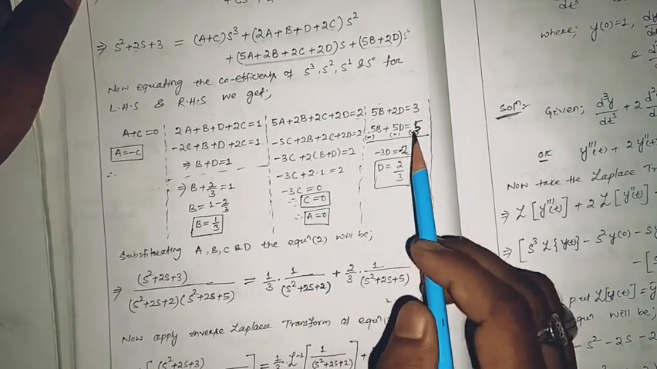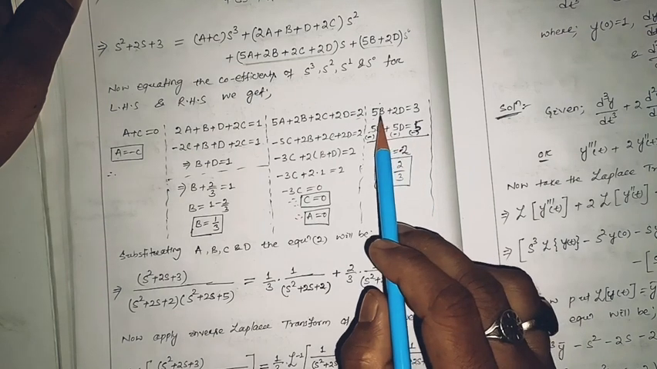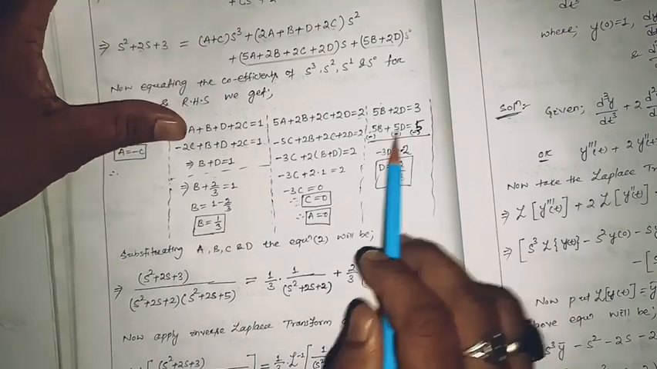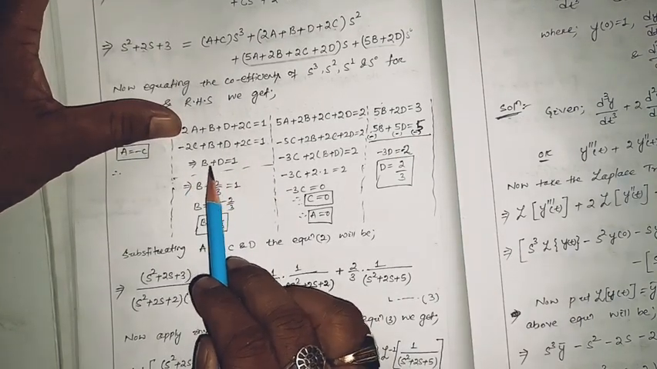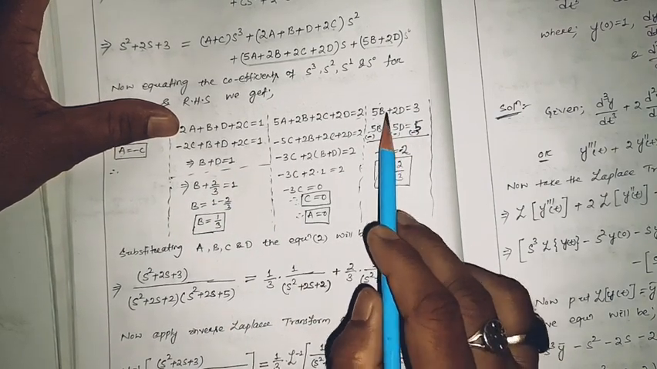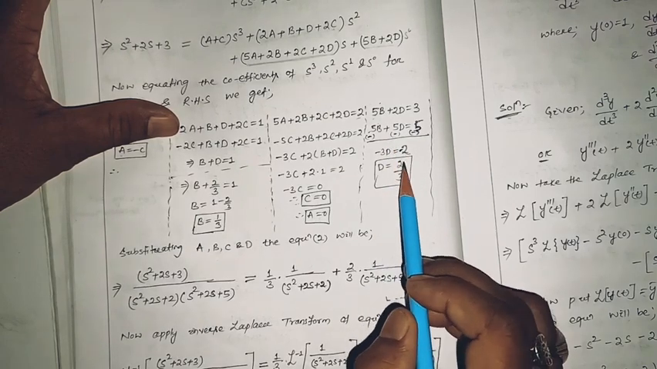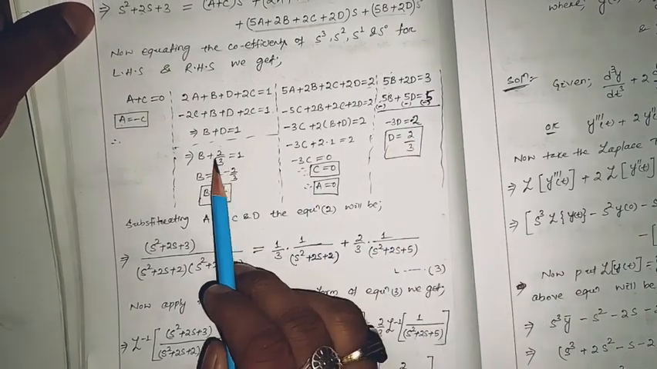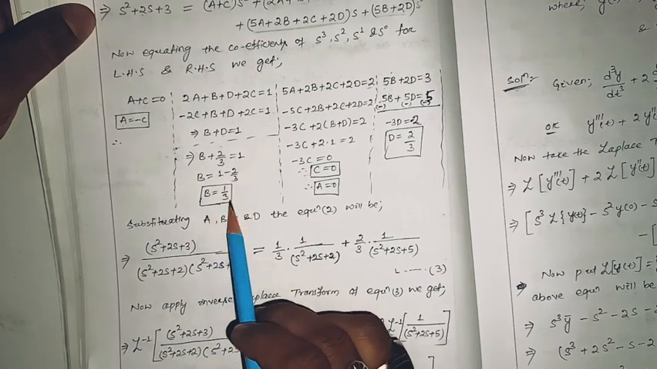Now here you can see that 5b plus 2d equal to 3, and for this equation I considered the earlier one and multiplied by 5: 5b plus 5d equal to 5. So just subtract these two equations, we found minus 3d equal to minus 2 and d equal to 2 by 3. So if d equal to 2 by 3, I substituted over here in b plus d, and b will be equal to 1 by 3.